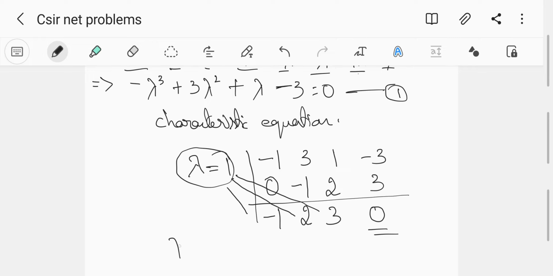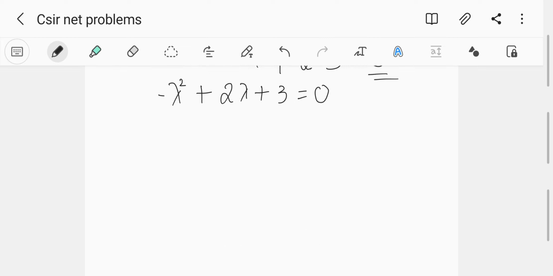So that will be minus lambda square, that is taking the coefficient of lambda square to be minus 1. Then take the coefficient of lambda to be 2, that is plus 2 lambda. Finally write the constant term which is 3. So now solve this equation by quadratic formula or by finding the roots. So how do we do that? Minus 1 into 3, that is minus 3, and this element 2.